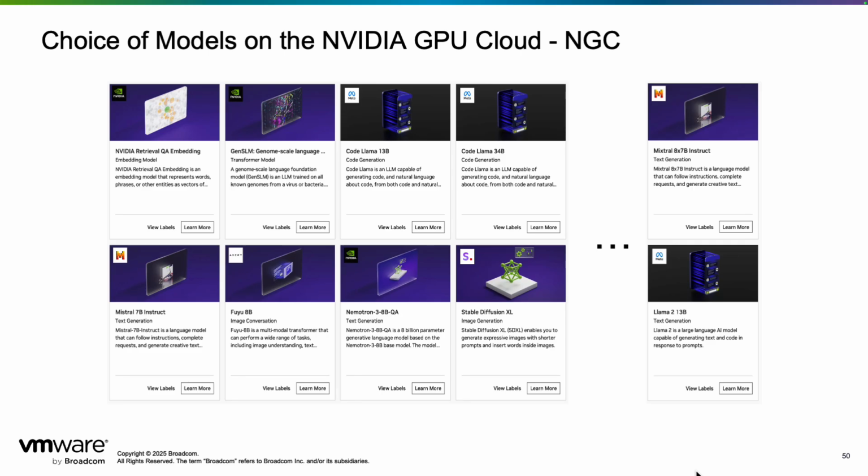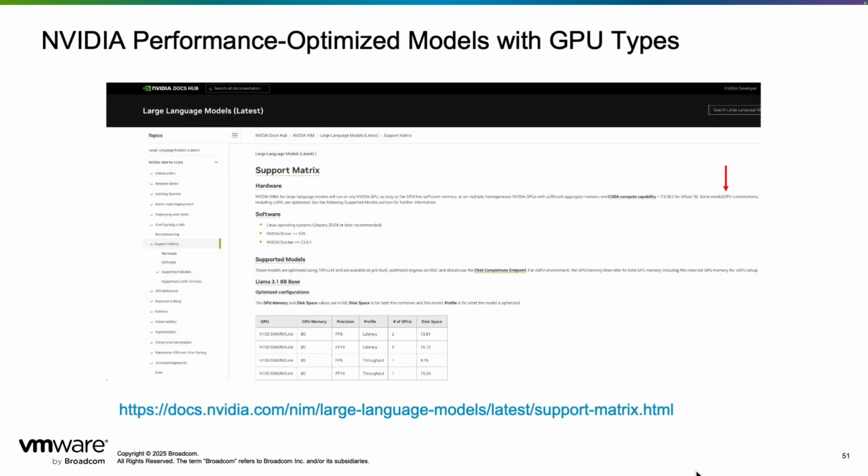Whatever model you choose to be appropriate to your business, this would be a data scientist decision, can be done here. Okay. If you wanted to know what are the ideal GPUs to use with any particular model, NVIDIA has a site here. You can copy that URL at the bottom and take a look at it.